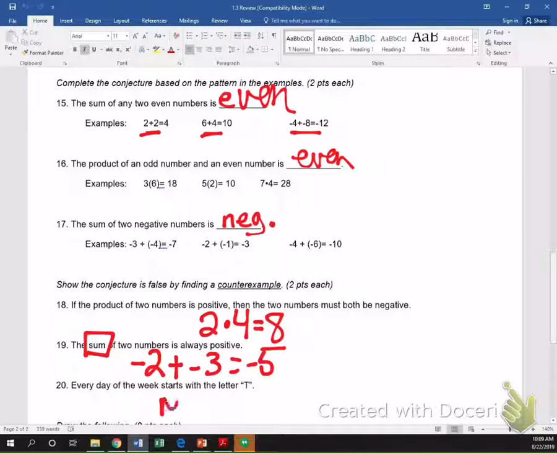Every day of the week starts with the letter T. Monday is a perfect counterexample. I was thinking of T-bones. Wednesday would be a perfect counterexample. Basically any day of the week, not Tuesday or Thursday.